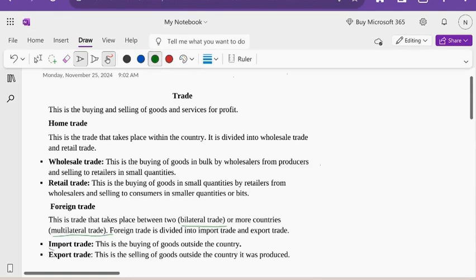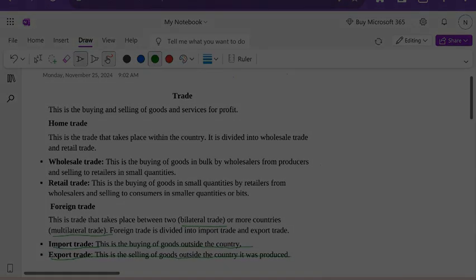Now, there are two types of foreign trade. We have import trade and we have export trade. Import trade is the buying of goods outside the country. For example, somebody is in Nigeria and the person is ordering goods from Britain, or somebody is in Chad and the person is buying goods from Nigeria. Then export trade is the selling of goods outside the country where they were produced. For example, goods are produced in Nigeria and they are being sold in France.